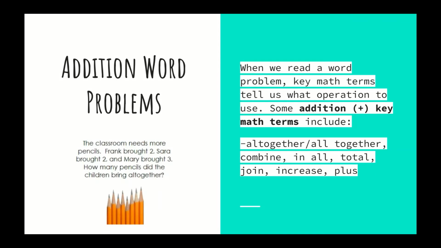How did I know? Well, I read the problem. I isolated the values that I would need to work with, which were 2, 2, and 3, and then I found the key math term that let me know which operation to use. In this case, all together, which indicates addition, the plus sign.